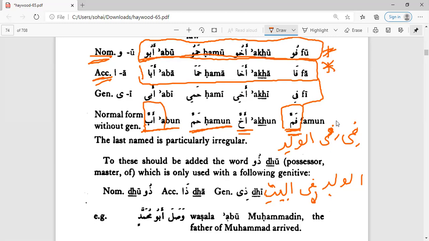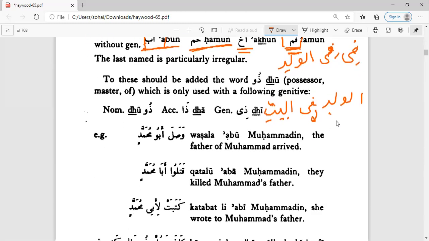So in genitive we have abi, hami, akhi, and fi. So father, father-in-law, brother, and mouth. And another word which sort of follows the same scale is zu. Zu means possessor of, or master of.